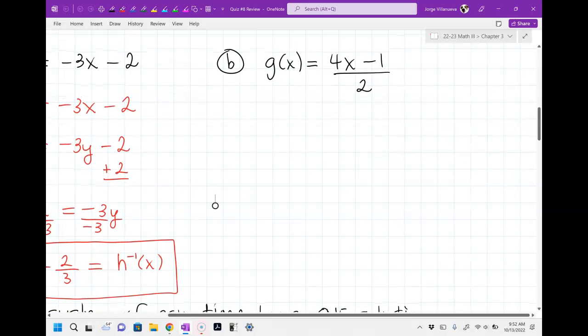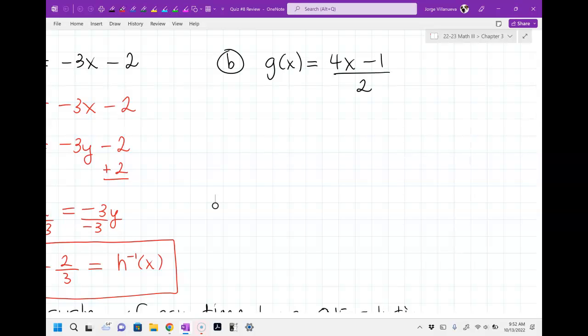Same steps, okay? Write down your original function. Done. Rewrite g of x to y. So this is y equal to (4x minus 1) over 2. Okay? Change your x to y and your y to x. So this will be x equals (4y minus 1) over 2. Okay? Next step, solve for y.